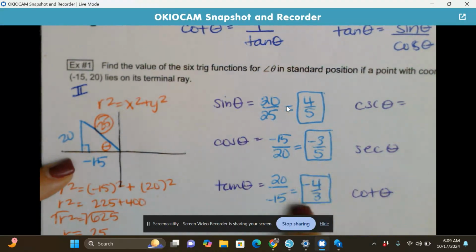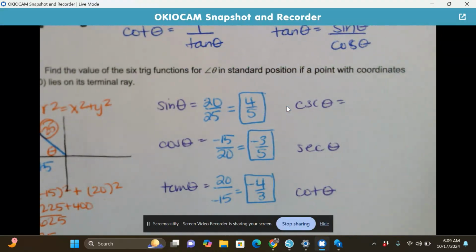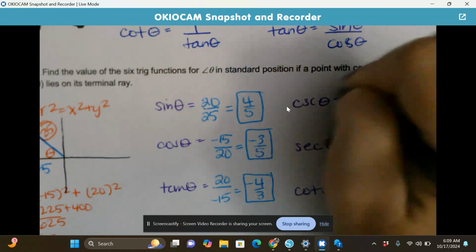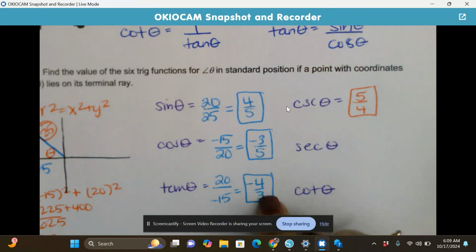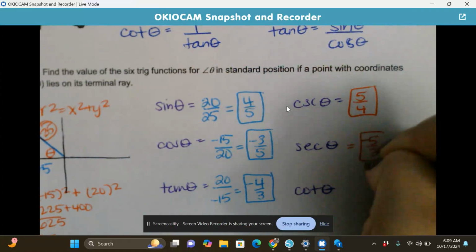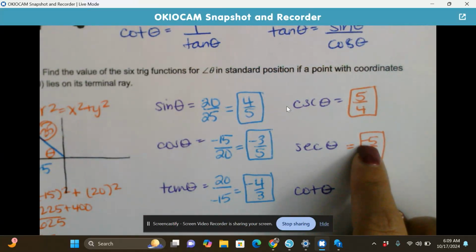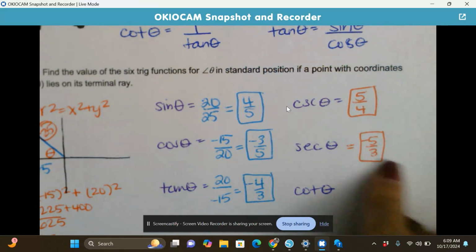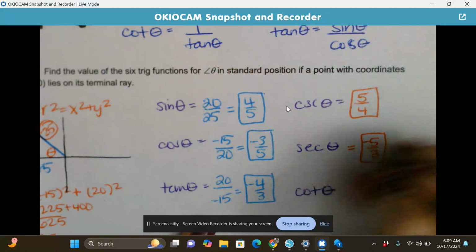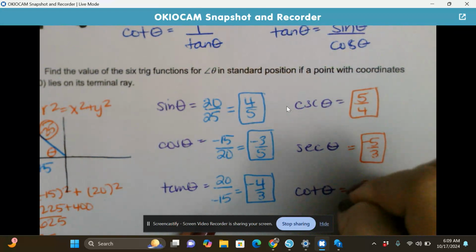Once you get these, getting their reciprocals is easy because all we're going to do is flip what we've got. So 4 over 5 is going to become 5 over 4. Negative 3 over 5 is going to become negative 5 over 3. And remember, you can put that negative with the top or the bottom. I will always put my negative on the top, but the fraction itself is negative. Don't put it on both because that's a positive, but you can put it top or bottom. And then negative 4 over 3 is going to become negative 3 over 4.